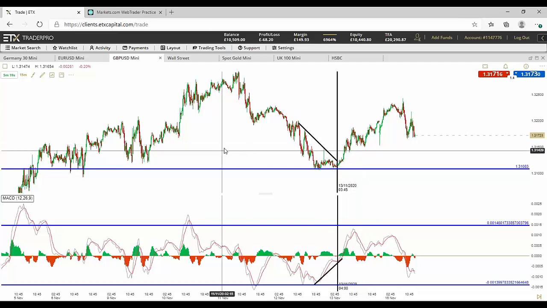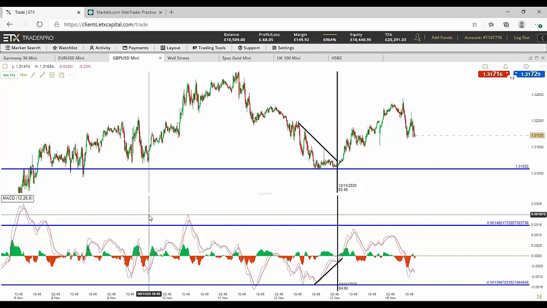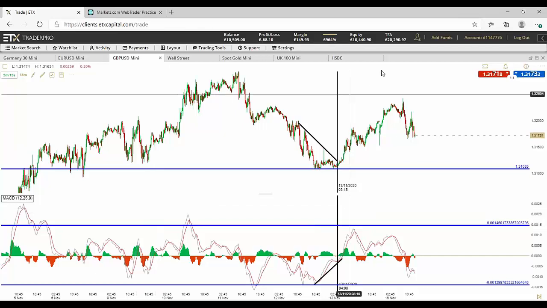Now, I did see a question which I just want to address here very quickly. I mentioned earlier the histogram, that third component of the MACD, and how some individuals, myself included, don't tend to look at that. I look at the actual crossover of the MACD and the signal line. They are essentially telling you the same thing. You can either look at the lines or the histogram.